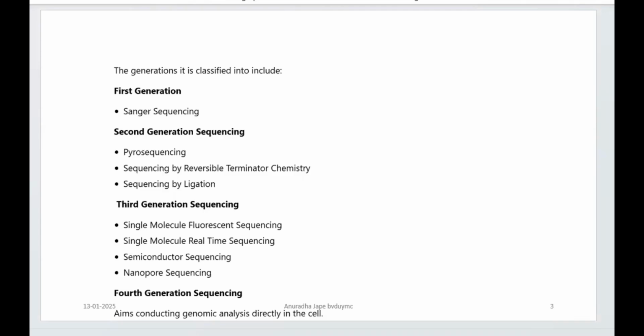The very first generation, as we have discussed in detail, is the Sanger sequencing method. In the second generation methods, we have studied the pyrosequencing method in detail. In the third generation, you have various methods wherein the speed, the efficiency, the throughput of the method is better improved. Under that, we have single molecule fluorescent sequencing, real-time sequencing, semiconductor-based sequencing, and nanopore sequencing, which we have studied in detail.